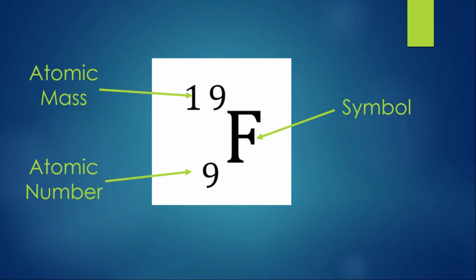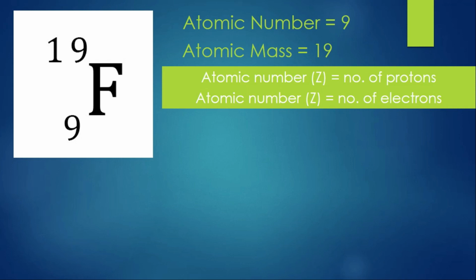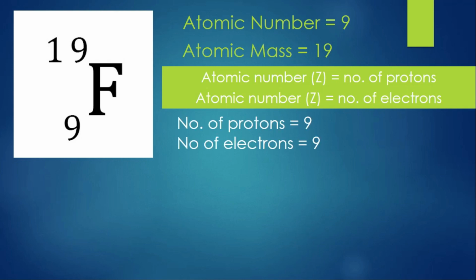Now we can also use this information in order to find out the number of electrons, protons and neutrons inside the atom. Like in the case of fluorine, we know its atomic number to be 9 and atomic mass to be 19. Now as we know that in a neutral atom, atomic number is equal to the number of protons and it is also equal to the number of electrons. This means that the number of protons and the number of electrons is 9 in this particular atom.